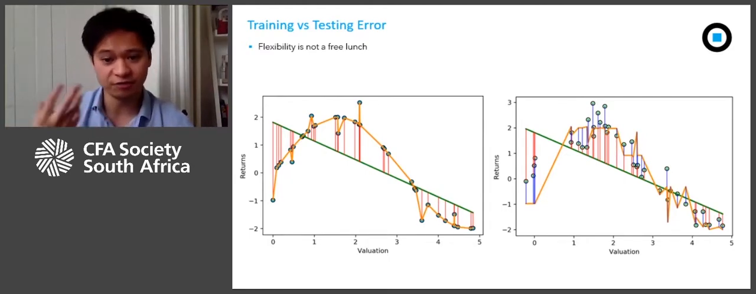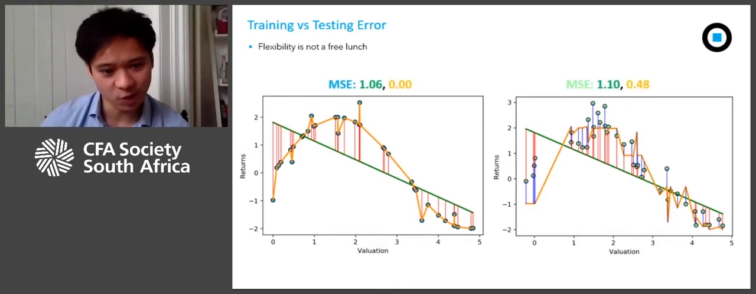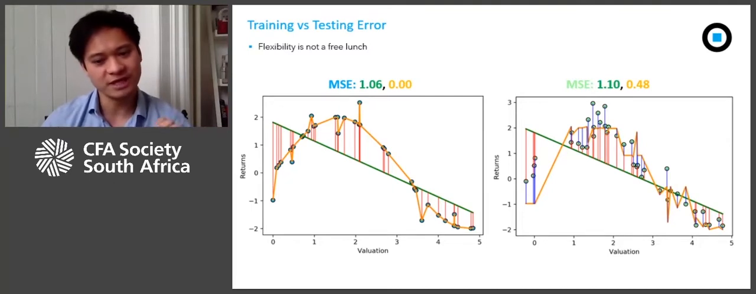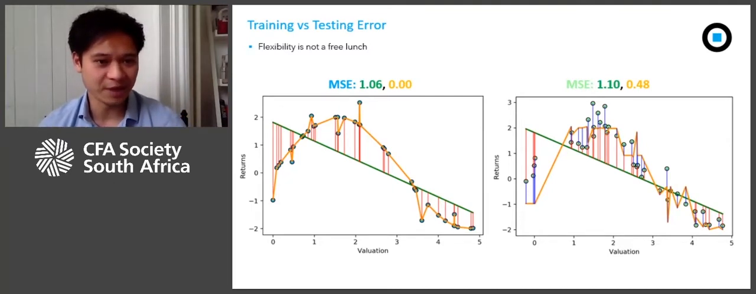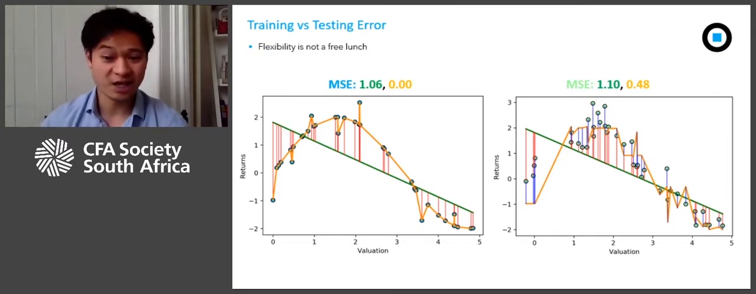And if I show the formal measures, the mean squared error of each, you can see that for the linear model, the mean squared error did increase slightly. It went from 1.06 on the left to 1.1 on the right. The complex model increased a lot. So it had no errors originally, and it went to 0.48.